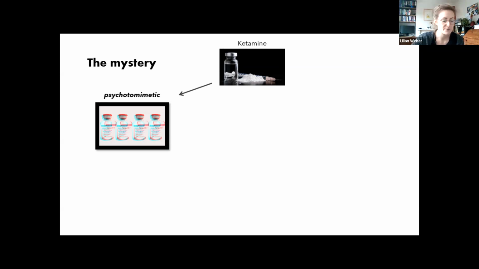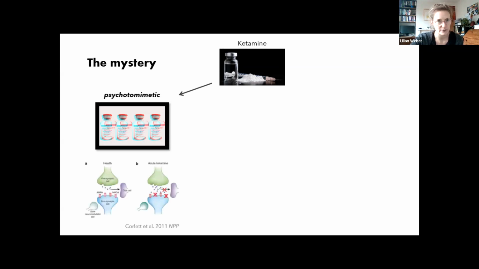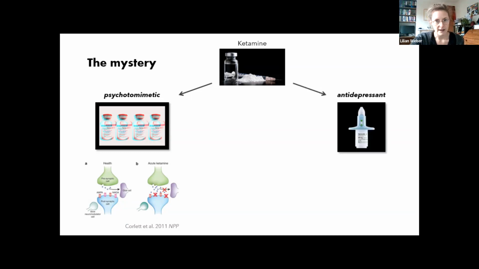And we know that ketamine blocks NMDA receptors in the brain, and that this is somehow responsible for these psychotomimetic effects. And NMDA receptor dysfunction or dysregulation has also been implicated in the pathophysiology of schizophrenia. So all of that together has led to ketamine being used as a pharmacological model of psychosis, on the one hand, in psychiatric research.